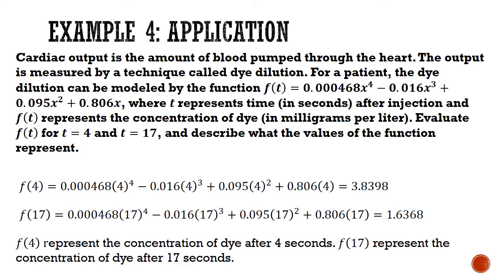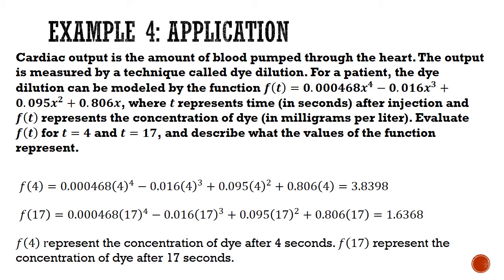F of 4 represents the concentration of dye after 4 seconds. F of 17 represents the concentration of dye after 17 seconds. All right. Don't freak out about it being a word adventure. All you're doing is substituting in the values, doing the math, and explaining what those answers represent.